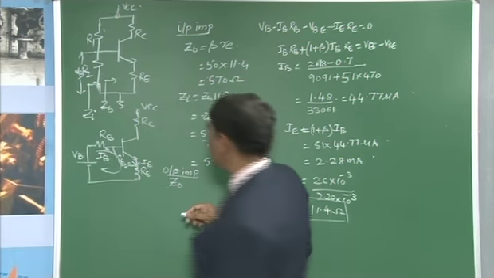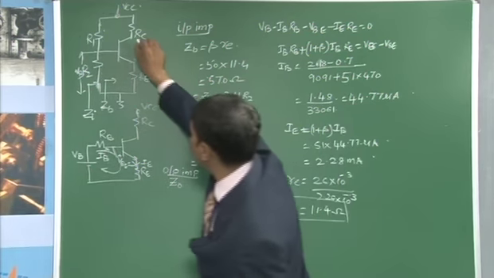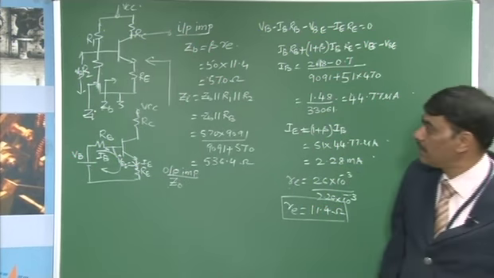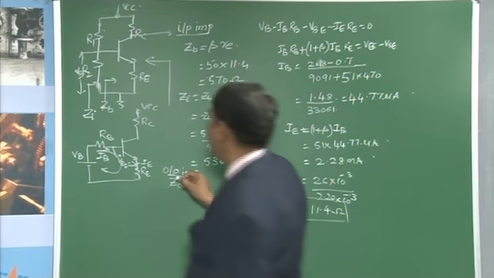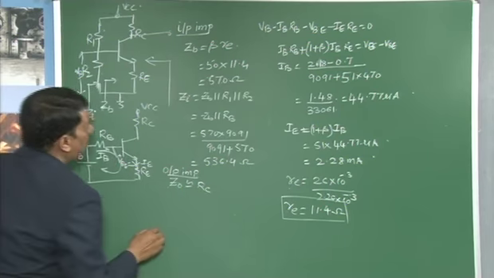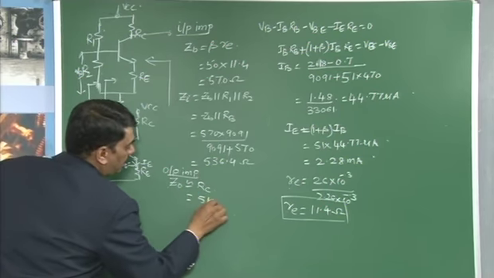The output impedance of a transistor is given by, because the output is to be taken across this point, we are looking into this point. When you are looking into this point Z0, we know that already R0 is 0, then Z0 is approximately equal to RC. This is equal to about 5 kilo ohms.